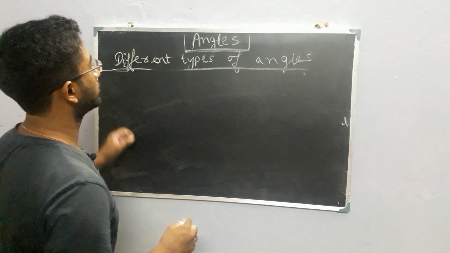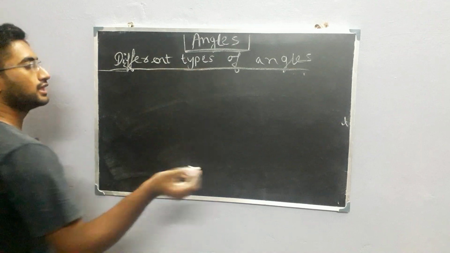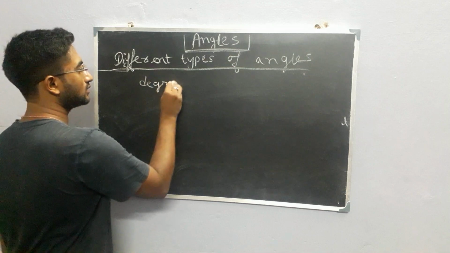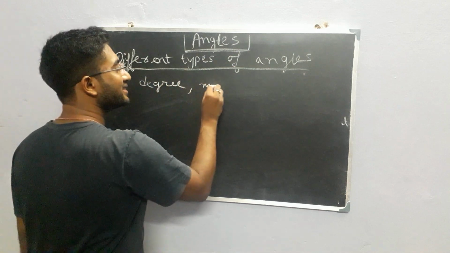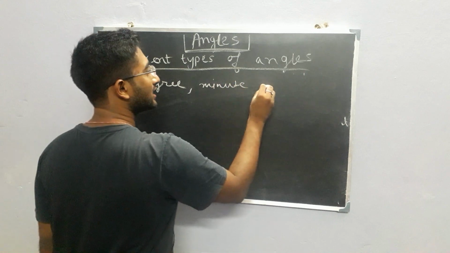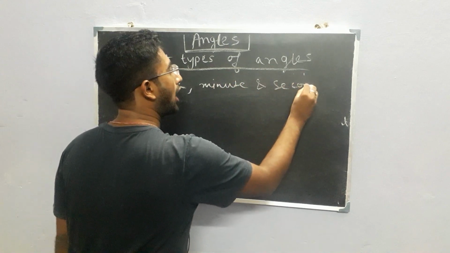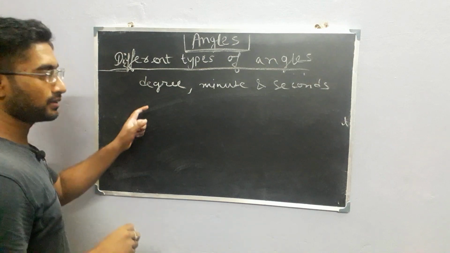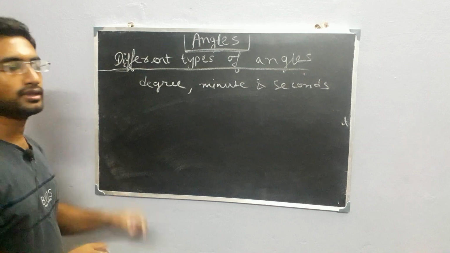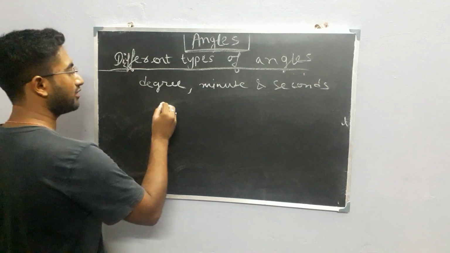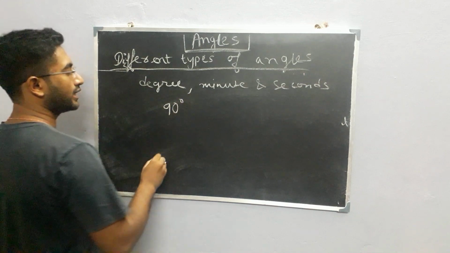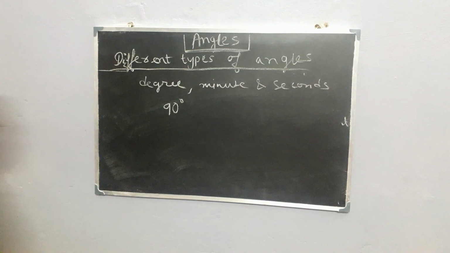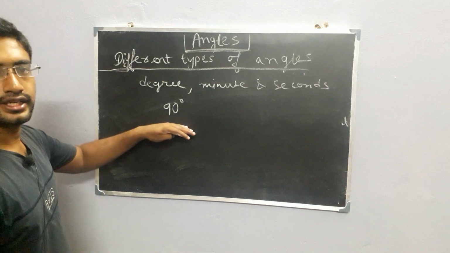Okay, alright. So now one thing I had missed out, I'll tell you what it is. It's degree, minutes and seconds. Now how are they related to each other? I'll explain this concept with a basic example. Degree. Now for example, I have 90 degree in hand. How can I write 90 degree in minutes?